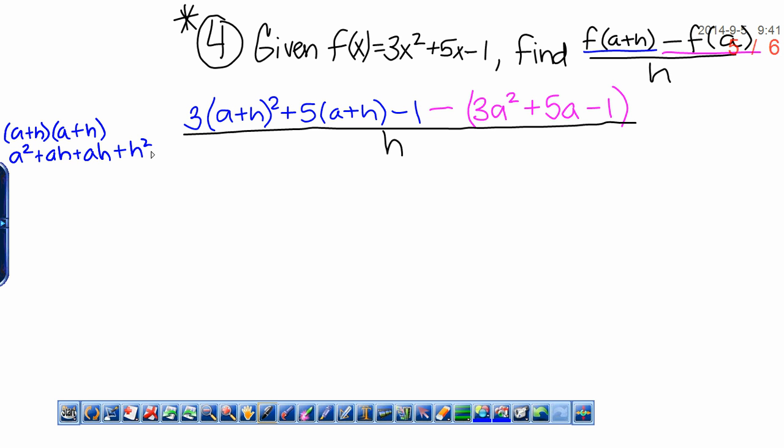I'm with you, Cole. I got it. Okay, so how do I simplify this? A squared plus 2ah plus h squared. So I'm going to put that in place of this guy right here. You guys okay with that? All right, so this is 3 times a squared plus 2ah plus h squared. Now I'm just going to copy everything back down again.